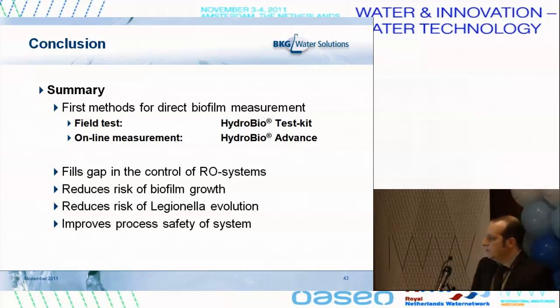So, conclusion, we have the first methods for direct biofilm measurement: a field test called Hydrobio test kit, quite easy and fast, and an online measurement called Hydrobio Advanced. We think that with this we filled a gap in the control of RO systems. It reduces the risk of biofilm formation and also Legionella evolution, and this helps to improve the process and the process safety of the system.